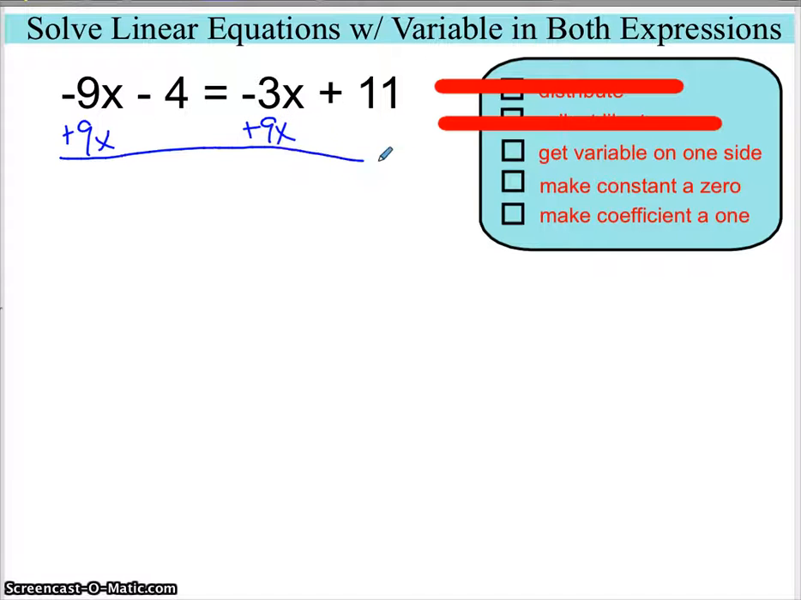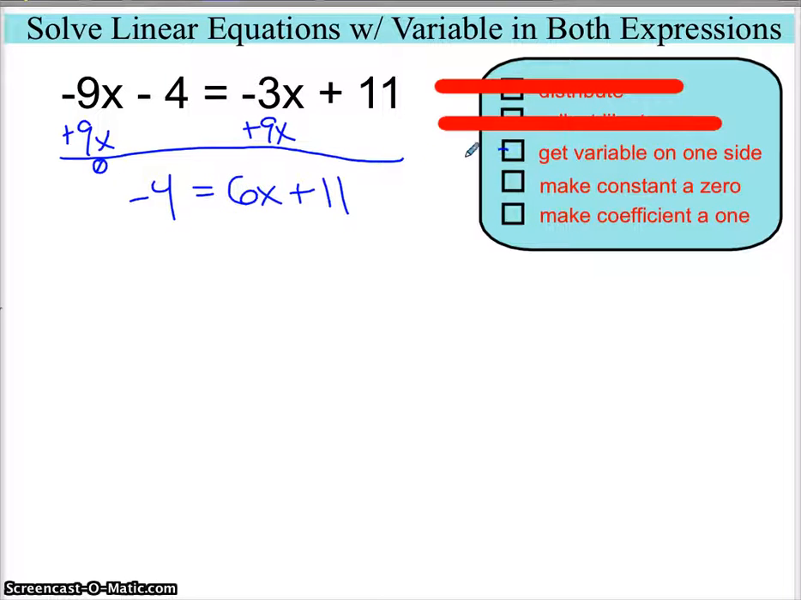And the reason why I want the negative 9x to go away, that becomes a 0. And 0 minus 4 is negative 4. And the reason I added 9x is because negative 3 plus 9 is positive 6. And that's going to make my work a little bit easier and possibly cut out a step or two later on by having a positive answer.